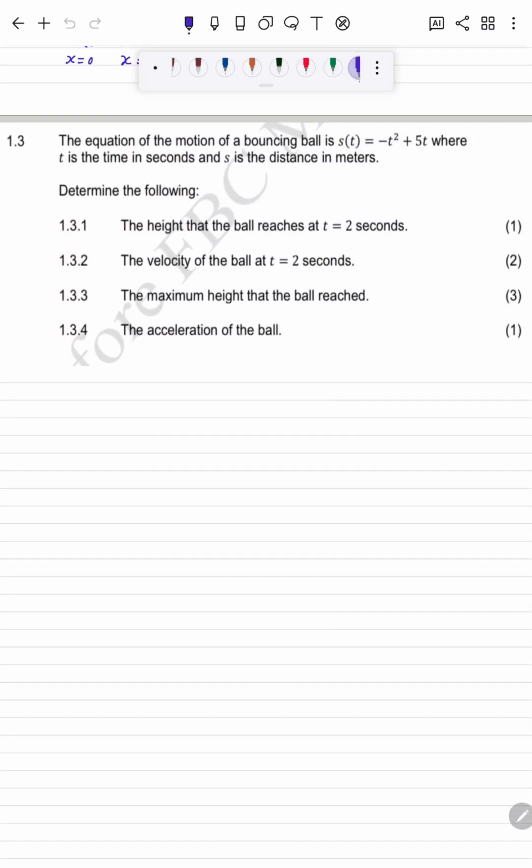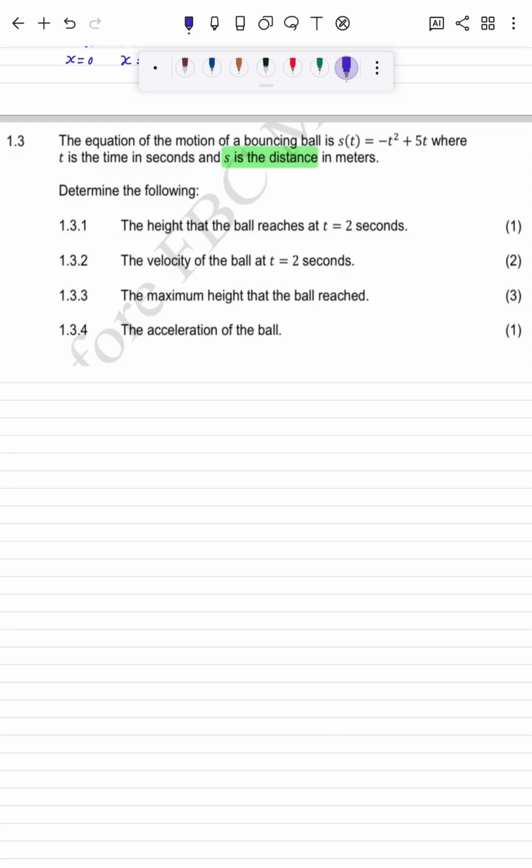Now, let's read the equation of the motion of a bouncing ball. So this thing is now in motion. So when something is in motion, you would like to know it travels from which point to which point, for how long, or for how far rather. So s(t) is negative t squared plus 5t, where t is the time in seconds and s represents the distance. Underscore that. s is the distance. So if you were to take the derivative of that, you would get the velocity. If you were to take the derivative of the velocity, you're going to get the acceleration.